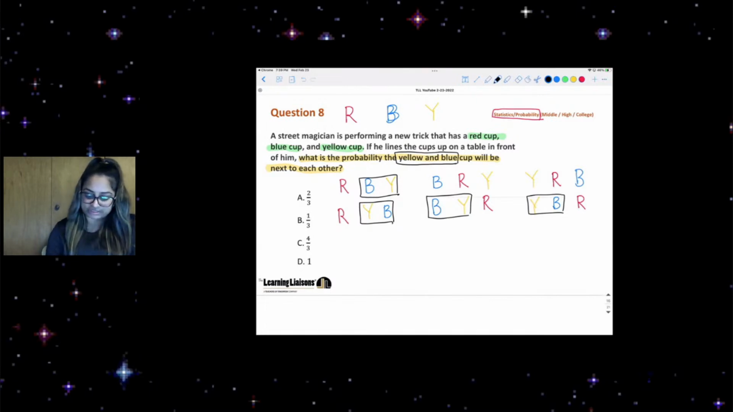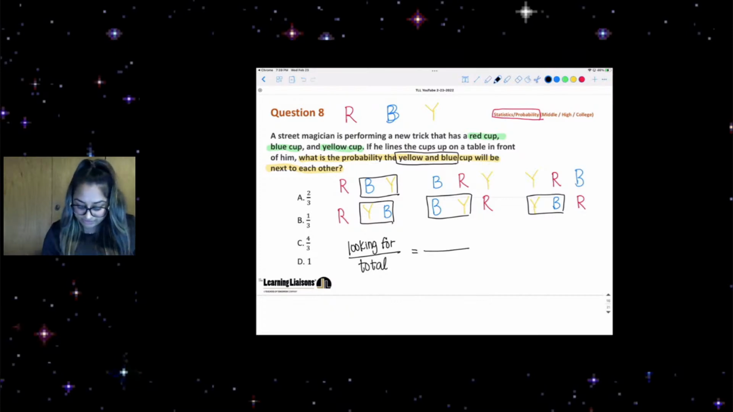So all of my answer choices are in what? They're in fractions. What do I know about fractions? I know that the top number is the number I'm looking for or solving for. And my denominator is always going to be my total. So what am I looking for in this case? I'm looking for the number of blue and yellow cups next to each other. And I'm looking for my total on the bottom.